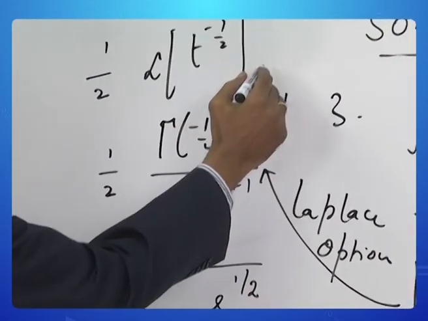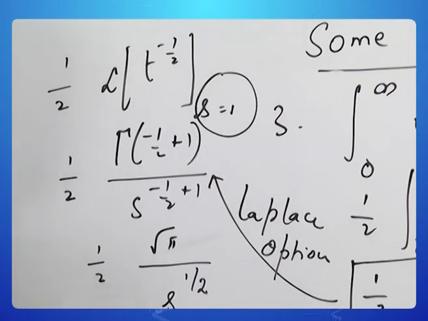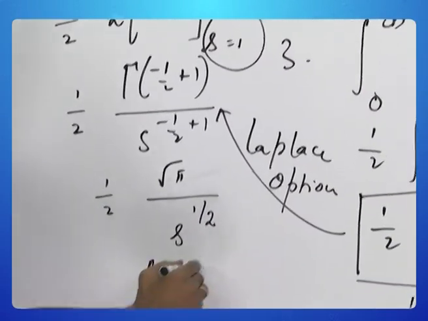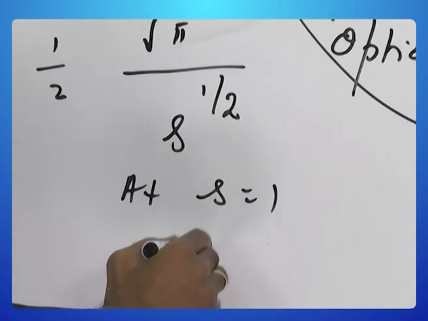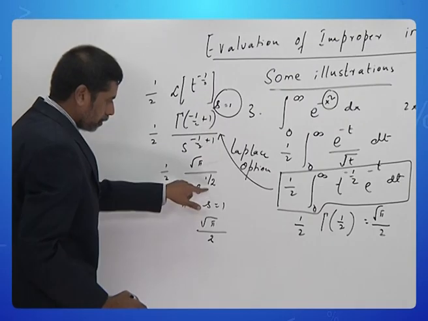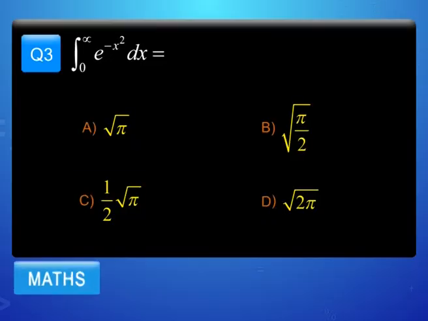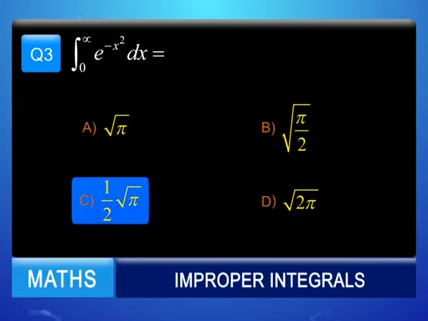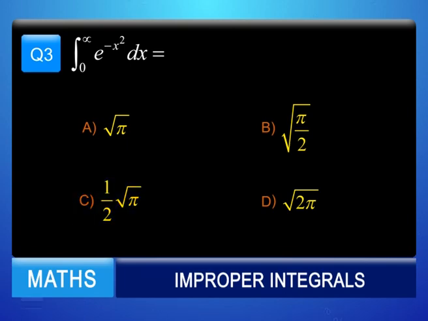As we have said, the substitution is s is equal to 1. So at s is equal to 1, this reduces to root pi by 2 into 1. So you can see that we get the same result whether we come through the gamma function or we come through the Laplace transform approach.